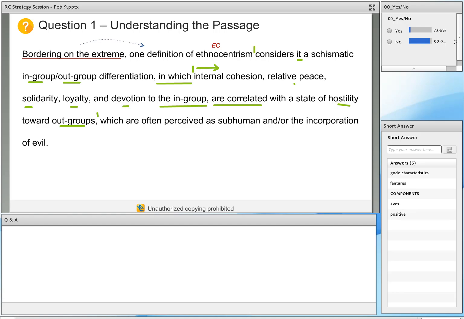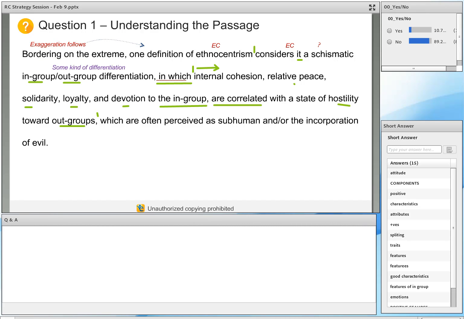Good characteristics. Absolutely right. Positive emotions, right? Positive emotions. These are not features of the in-group. These are emotions towards the in-group. So those are not characteristics. Those are, in which internal cohesion, loyalty, devotion to the in-group. So those are not features. Those are positive feelings towards the in-group. Okay. That's how you're going to summarize it. Positive feelings towards the in-groups, positive emotions or love for your own people, right? That's how you're going to summarize this.